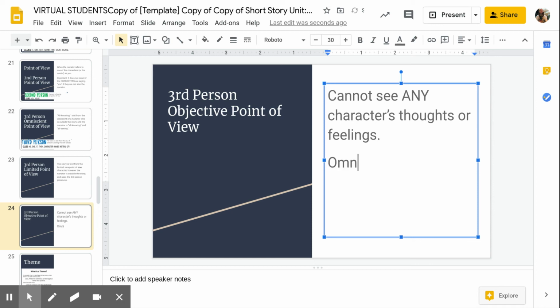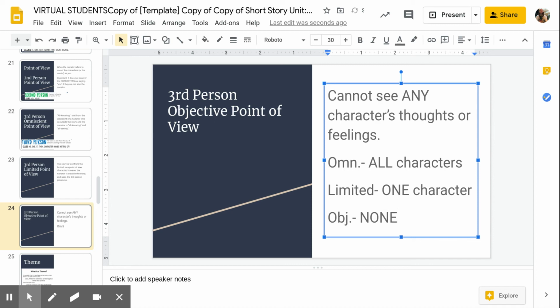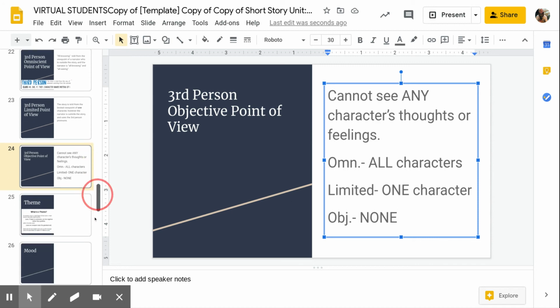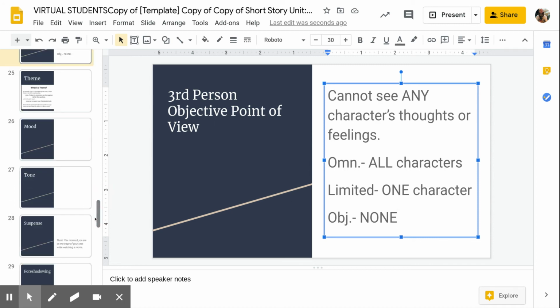So omniscient is all characters. Limited is one character. Objective is none. So I hope that makes sense. We'll go over that later on, like I said, just within itself, but I wanted to at least introduce you all to it.